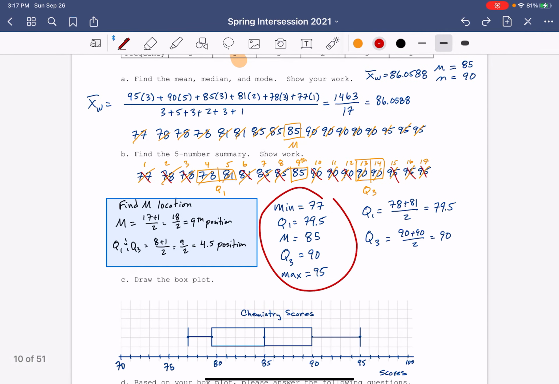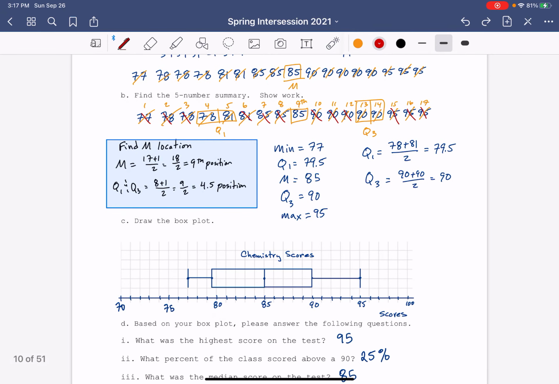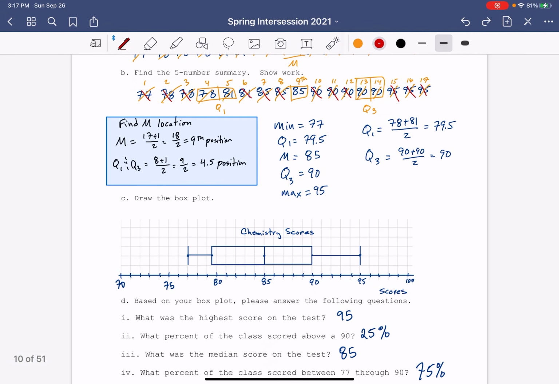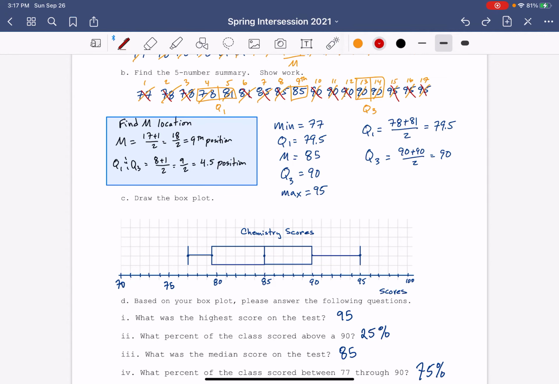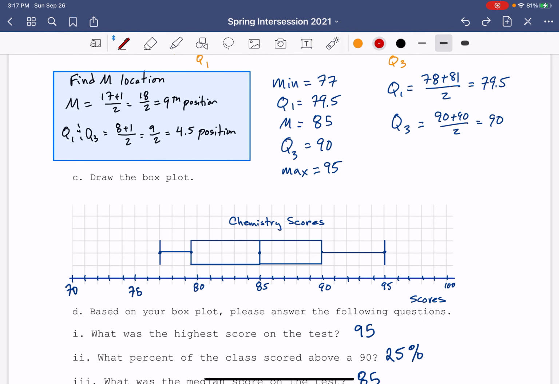Okay. All right. Now that I have the 5-number summary, what can I do with this? Well, let's draw a box plot. Okay. I have graph paper that's built in. That's nice. Okay. That's cool. And you can see that the minimum is 77 and the max is 95.